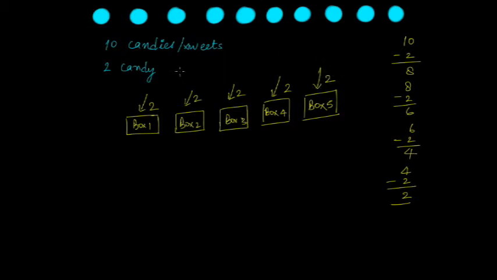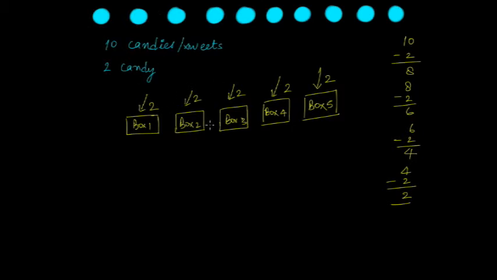I'll repeat again. You had 10 candies or 10 sweets. These candies were asked to be put in boxes where each box was supposed to have only 2 candies. So it was asked how many such boxes you can make.